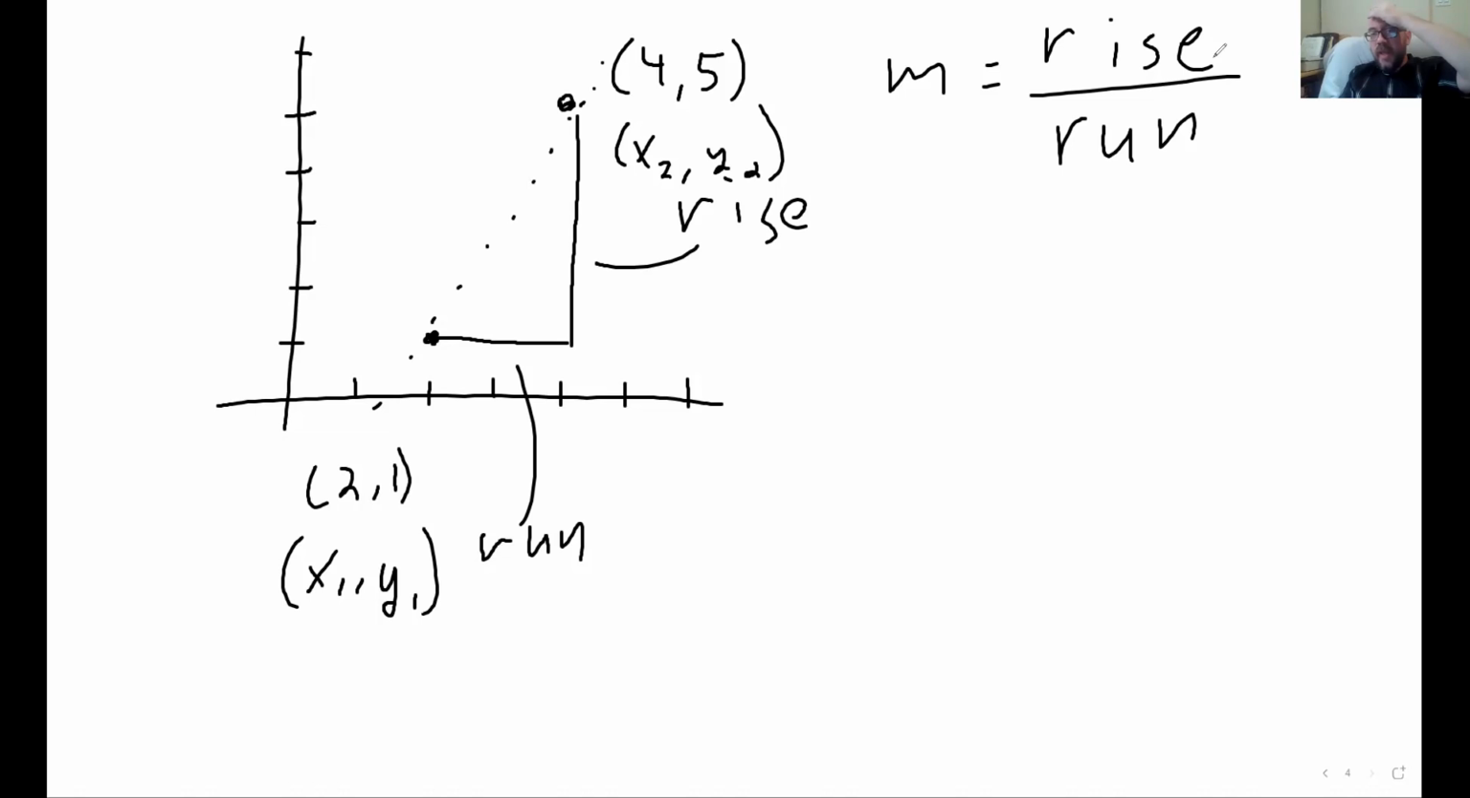So the way we calculated the rise was we subtracted the y coordinates. We did 5 minus 1 to get 4. So if I'm calling these x1, y1, and x2, y2, what I really did was y2 minus y1 for my rise, and x2 minus x1 for my run. And that is what's called the slope formula.